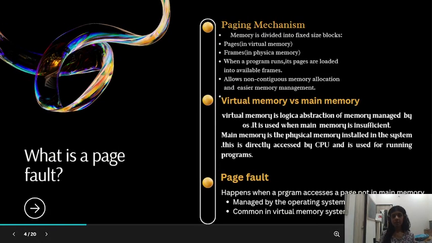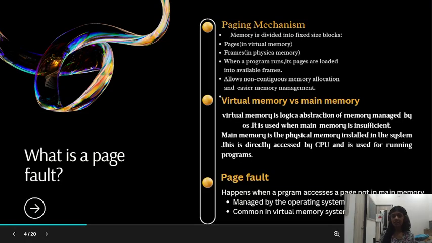So now we'll start with paging mechanism. What exactly is paging mechanism? Before studying page fault, we need to know what is paging mechanism. So in paging mechanism, memory is divided into fixed size blocks. There are two kinds of memories. One is the virtual one and the other is the physical memory. So virtual memory is in the form of pages and physical memory is in the form of frames. So this allows non-contiguous memory allocation and easier memory management.